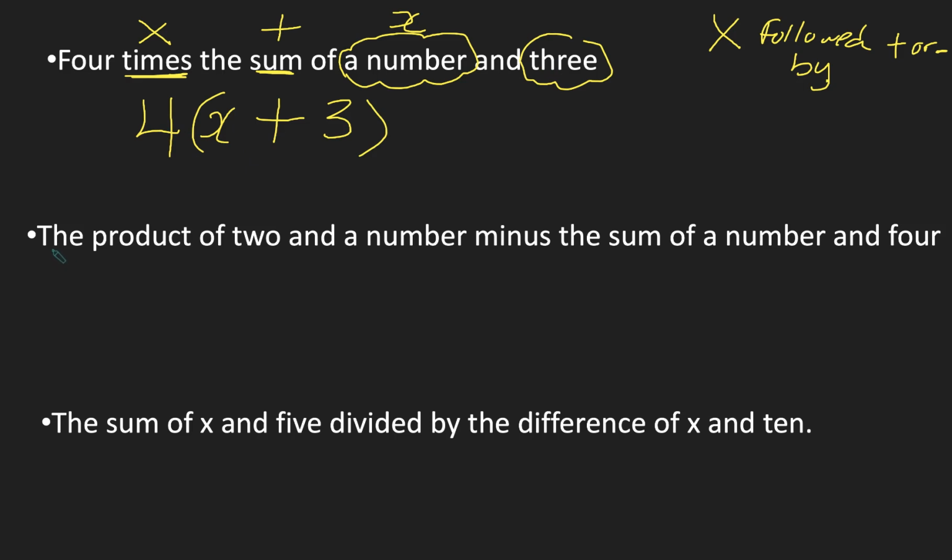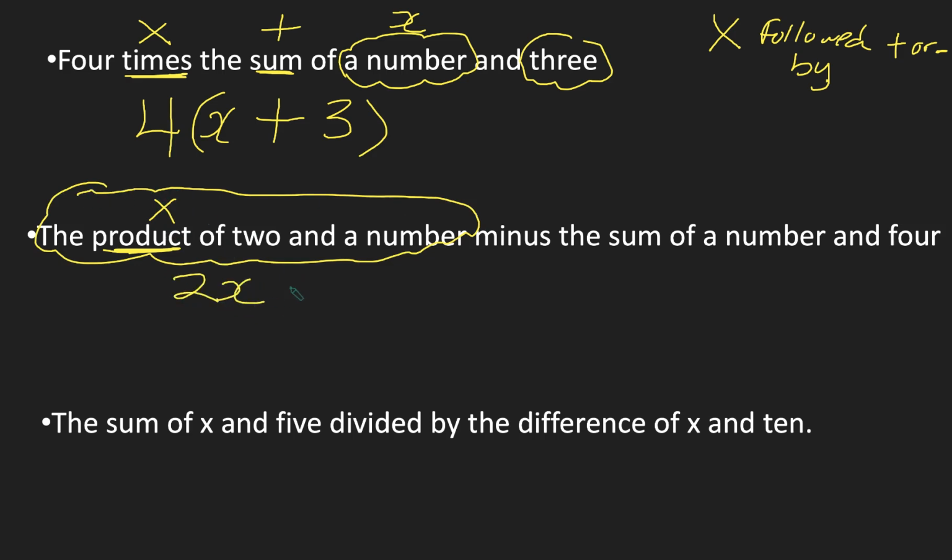Our next problem says the product. Okay, so I see the word product, which means to multiply. So it says the product of 2 and a number. So that's 2x. And then notice what's being followed. Minus.